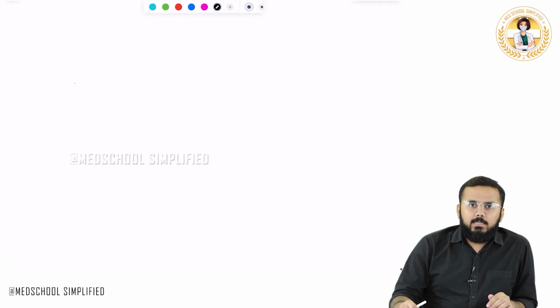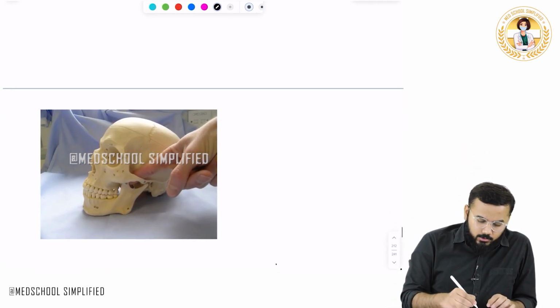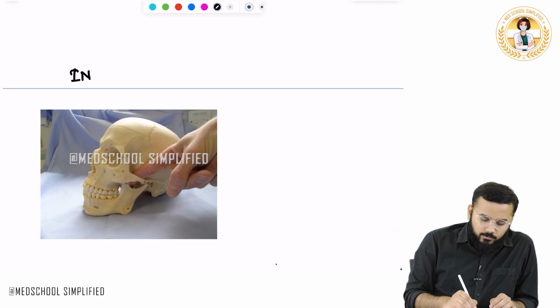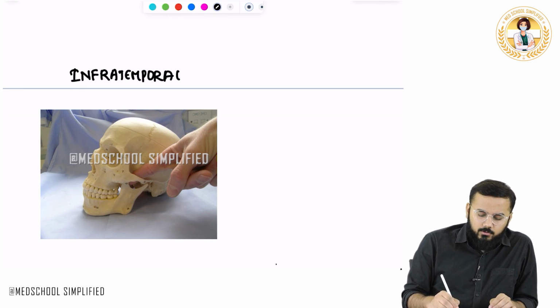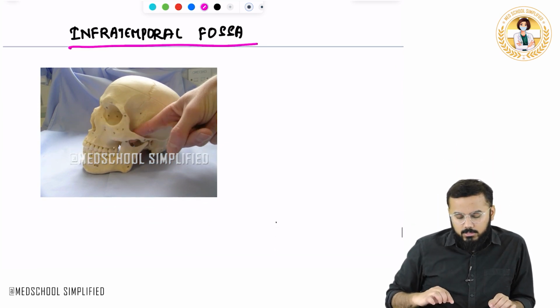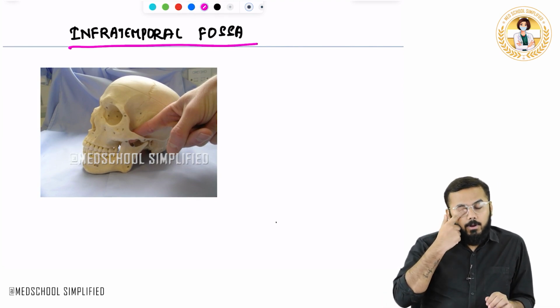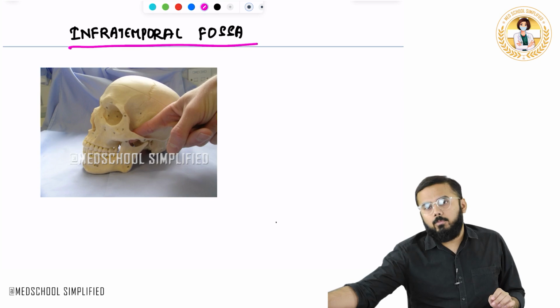So now we shall be discussing the anatomy of the infratemporal fossa. Okay, so our topic of discussion would be the anatomy of the infratemporal fossa. If you look at the infratemporal fossa, first of all, where is it? This guy is poking his finger into this particular part. This particular part over here is called your infratemporal fossa.